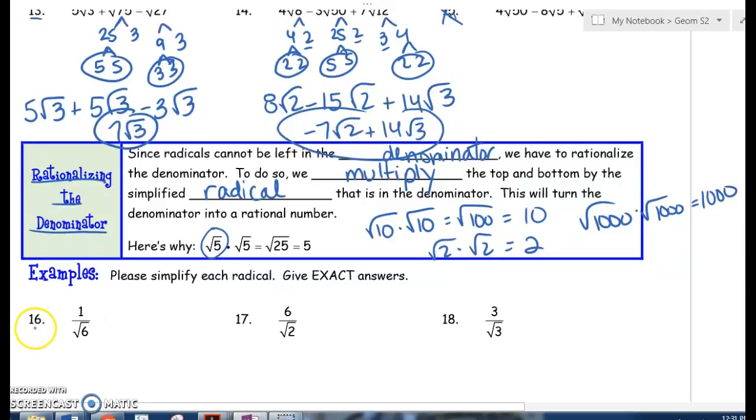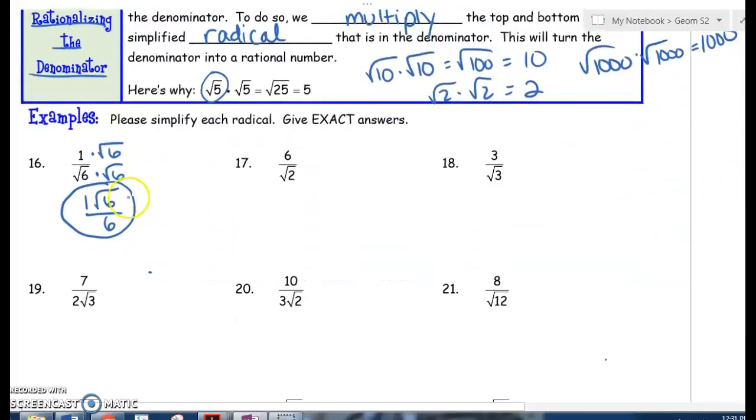So like number 16, if we want to multiply by the radical that's in the denominator, you do root 6 times root 6, which is square root of 36. Well, square root of 36 is 6. And then 1 times root 6 is just root 6. If you want to put the 1 there, you can, but it's not necessary. Now, you cannot cross off those 6's because 1 is under a radical and 1 is not. You can only reduce or cancel if they are both under a radical or both not under a radical. Since 1 is under and 1 is not, you can't reduce any further.